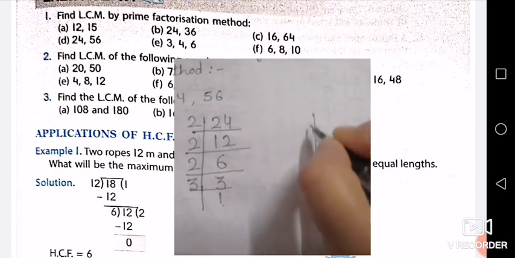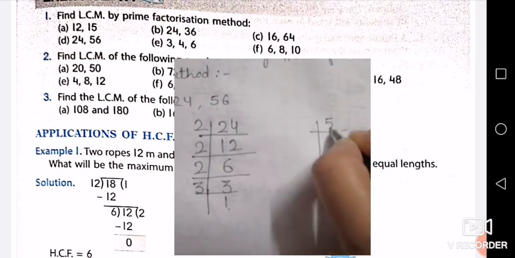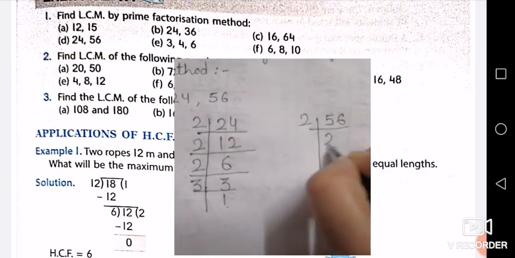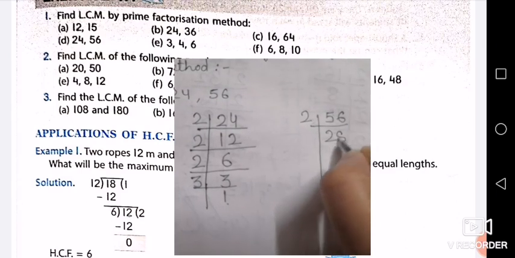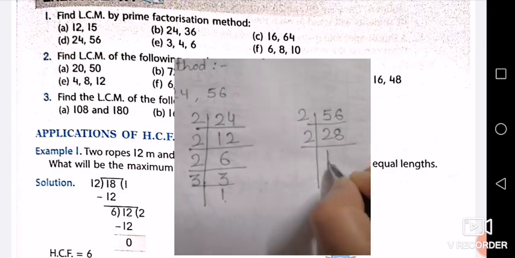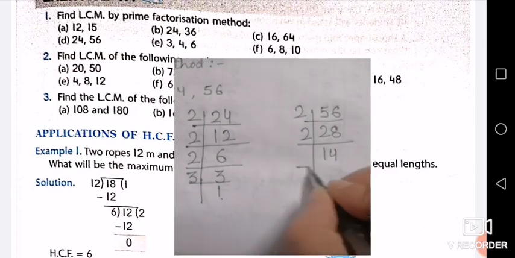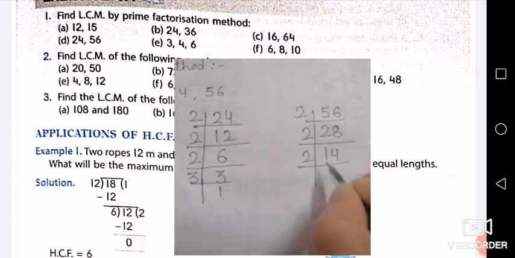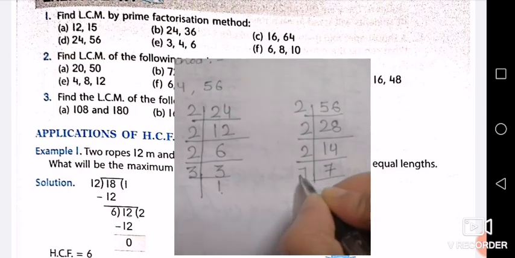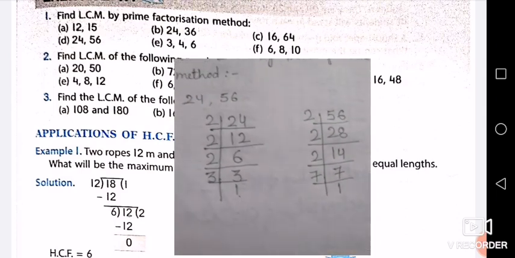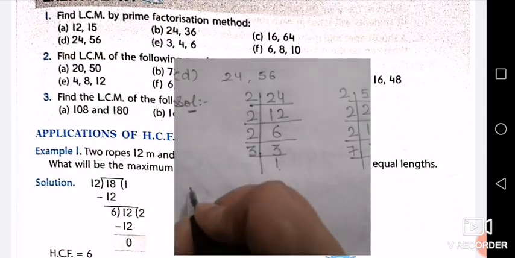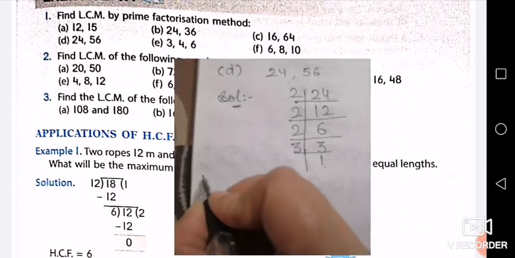Now our next number is 56. We'll start with 2 only. 2 2s are 4, 1 will be left, 2 8s are 16. Again 2 1s are 2 and 2 4s are 8. Again 2 only, 2 7s are 14. Then 7 1s are 7. Now we have got the prime factors of 24 and 56, that we will write here.